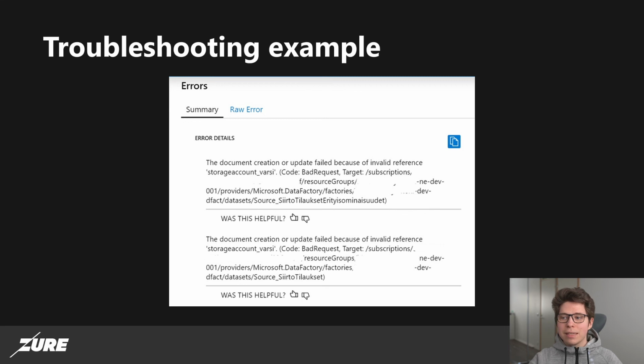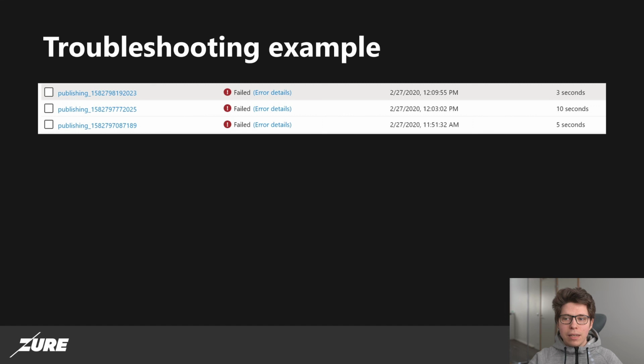And Data Factory is kind of strange in the sense that if these deployments would have succeeded, it would delete these deployment histories instantly. So you only see these in the logs when the publish is going on or if they have failed.